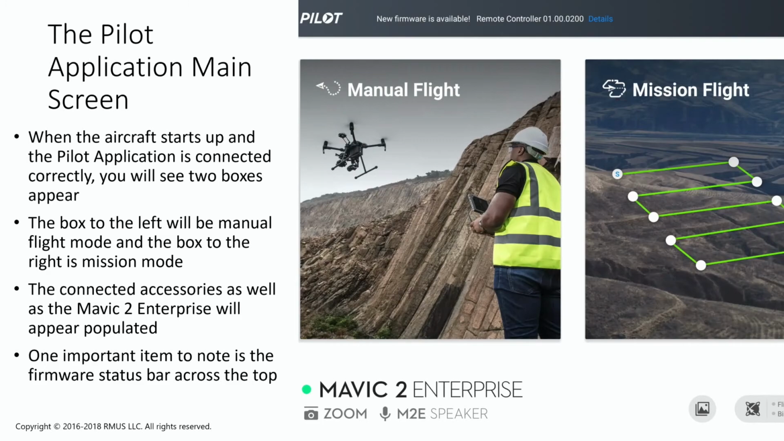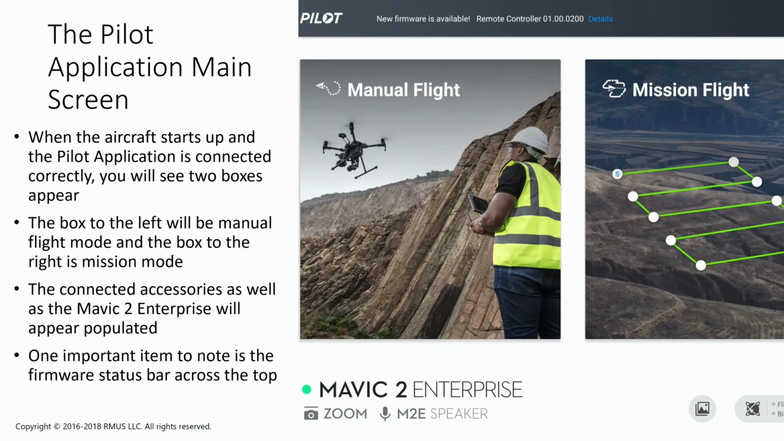As the aircraft powers up, you'll notice in the bottom of the screen, it'll tell you whatever aircraft it is. If it was a 210, it would say 210, but in this case, we're talking about the Mavic 2 Enterprise, so you see the Mavic 2 Enterprise is populated. Whichever accessory is on top, you have the ability for manual flight mode or mission flight mode, which is basically utilizing some automated flight features.